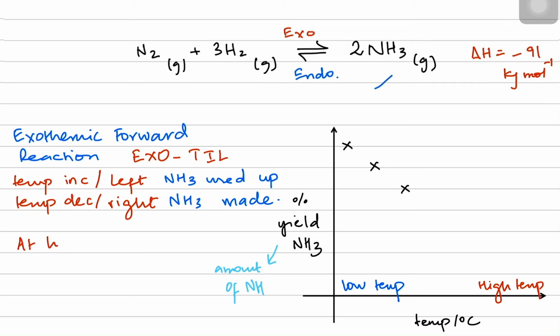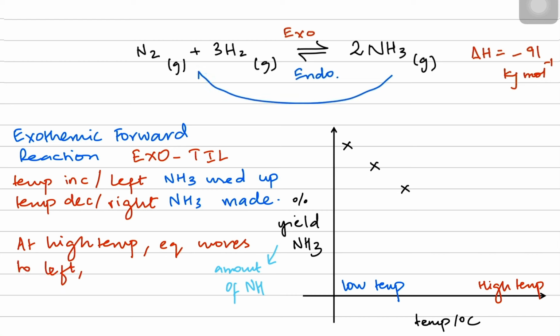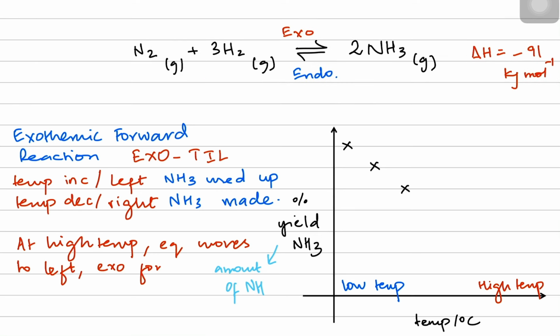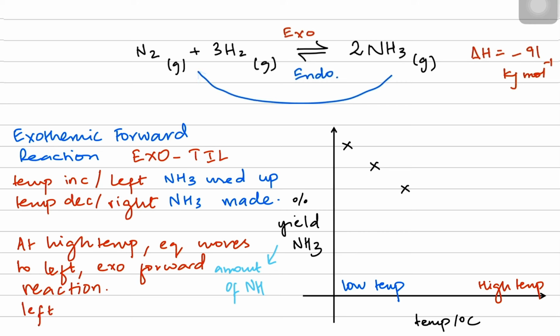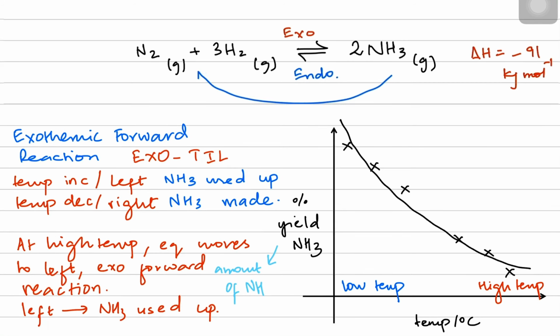In the opposite case, at high temperatures, remember EXOTIL tells us that when temperature increases, equilibrium moves towards the left, and left means reverse direction. So less ammonia will be there because it's an exothermic forward reaction and it follows EXOTIL. So high temperature will shift the equilibrium to the left, which means ammonia will be used up. So there will be less ammonia in the container and the graph looks like this.